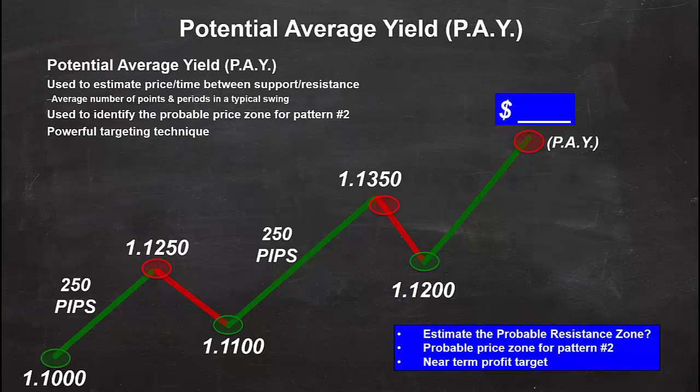So that is technical analysis. That is potential average yield. That is trend analysis. That is pattern recognition. That is identifying support and resistance. That is how we go about doing our business as a trader, both in the Forex market, in the stock market, in the commodities market. That is the Tackle Trading video series known as Forex Trading 101.